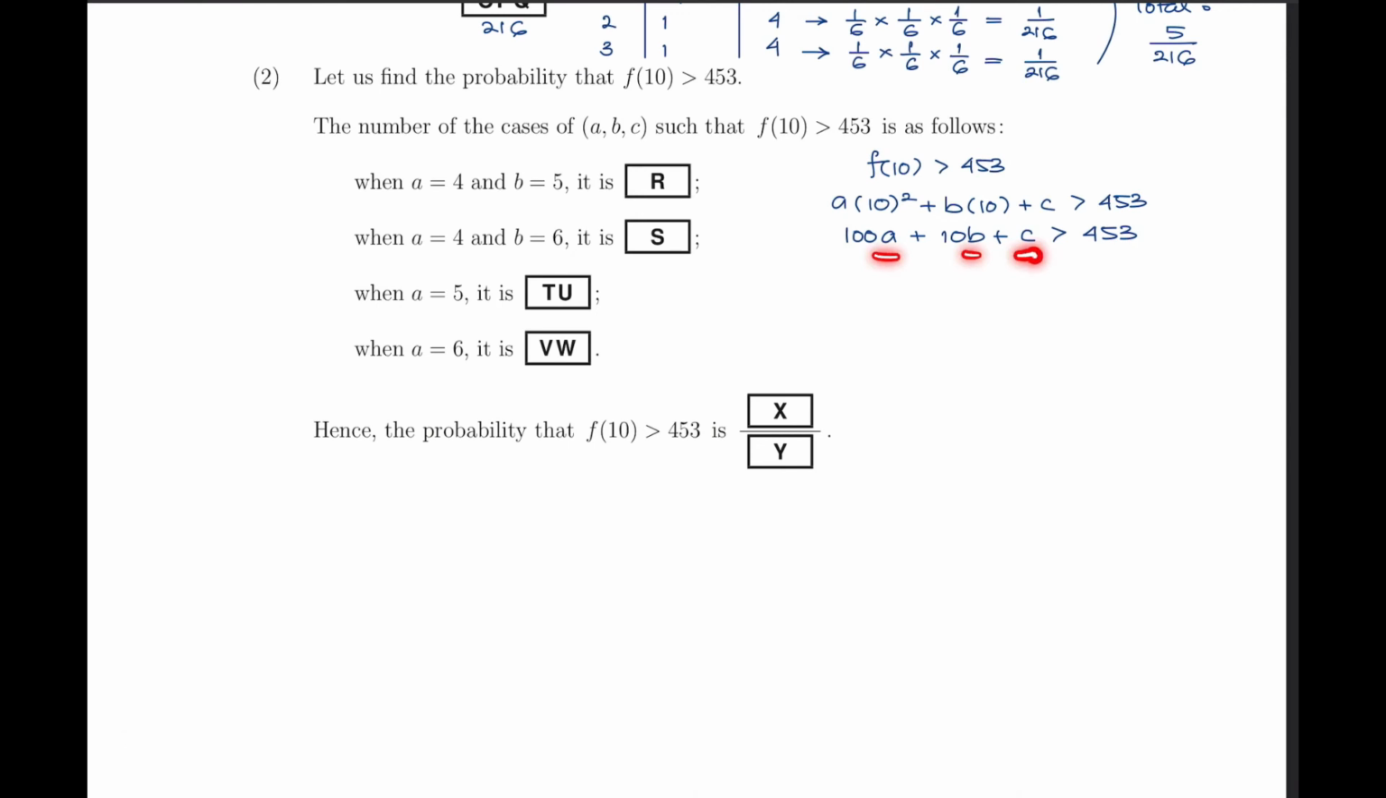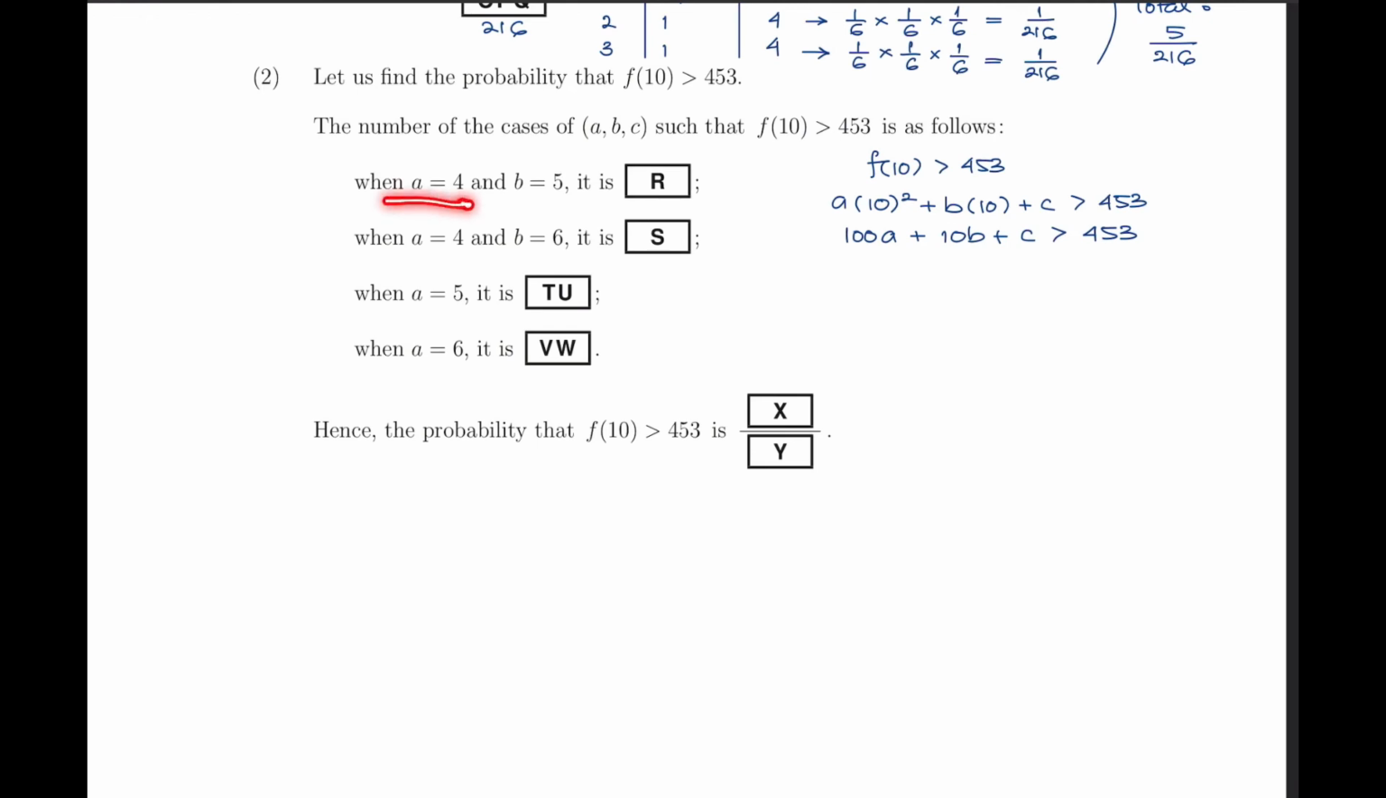Remember that a, b, and c are between 1 and 6 inclusively. And a, b, and c are integers, because we talk about the number that comes up when we throw a dice.